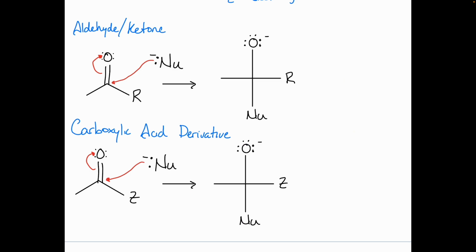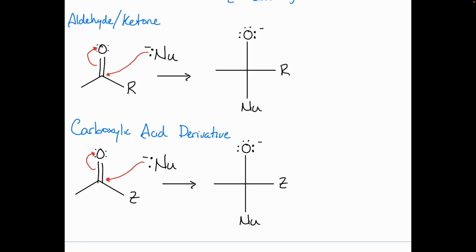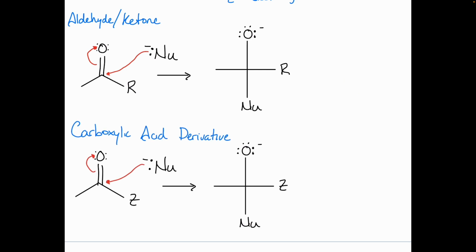All right, so for both of these here, we see that we get this same looking intermediate here. We had a special name for it. What do we call this one? The tetrahedral intermediate, yes. So in both of these cases, we're going to generate our tetrahedral intermediate. All right, but this is where things differ.